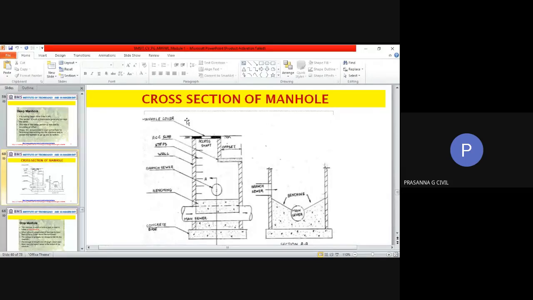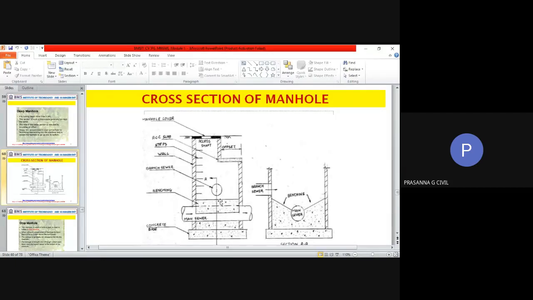Then you need to draw a neat sketch like this and explain the components. So you have the top, you have the access shaft, you have the ladders, you have the working area, you have the benching that is provided for the main sewer so that it doesn't move or dislocate. Then you have the bottom concrete bed portion where the side walls are resting. So this is the cross section of a typical manhole.